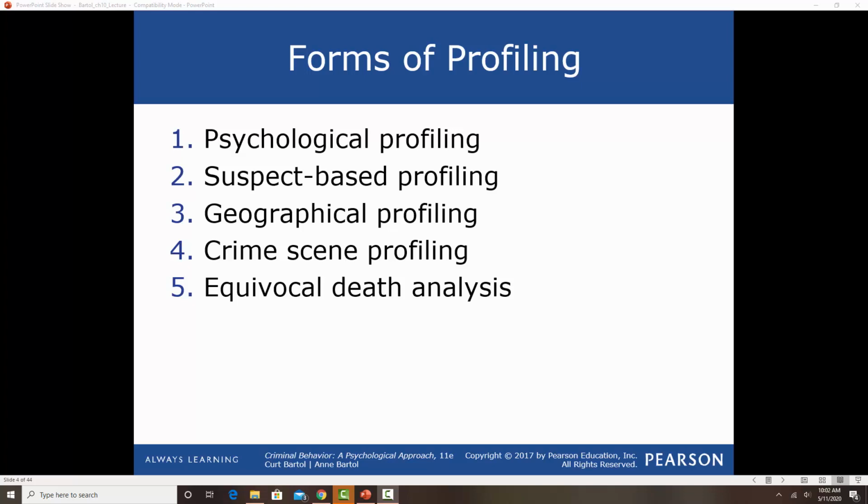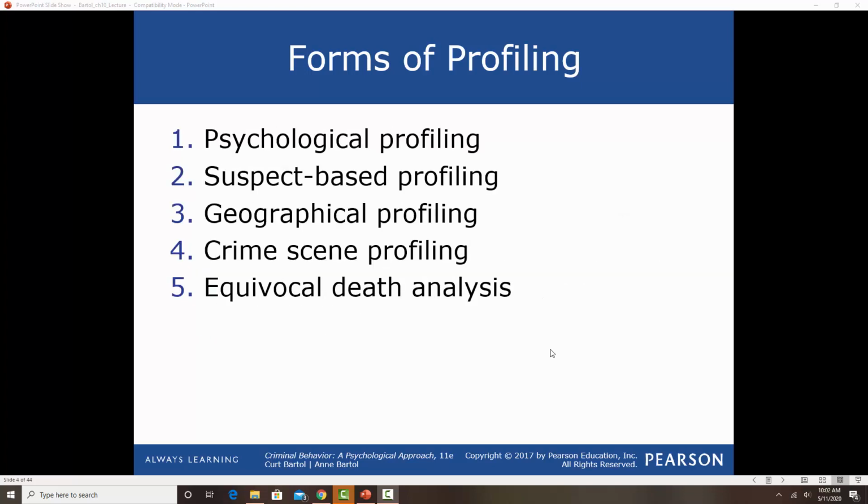So, for example, if you say something like the average serial killer here in the United States is a white male in their mid to late 20s to mid to late 30s, that would be an example of nomothetic data. That is, statistically speaking, we know that from looking at serial killers and interviewing serial killers.